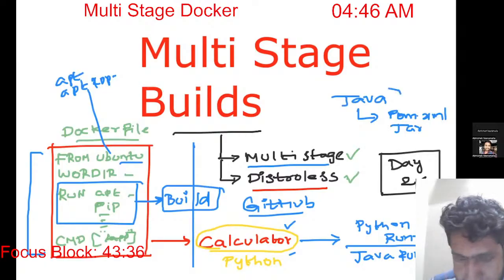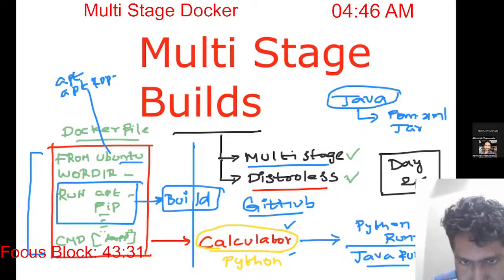But to execute your Java application, what you'll require is only the JRE, the Java runtime, plus your Java binary. It can be a jar file, war file, or EAR file. So those are the only things that you'll require.